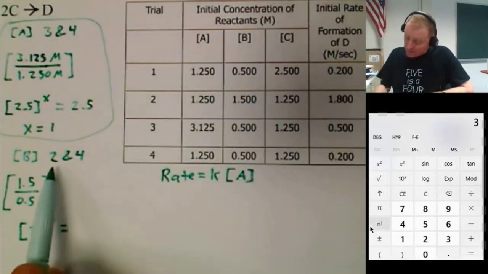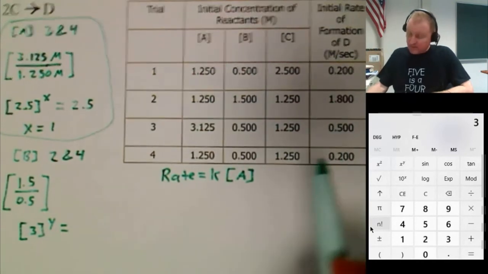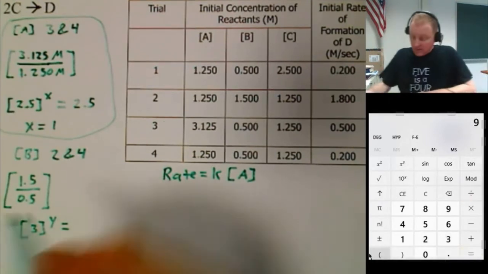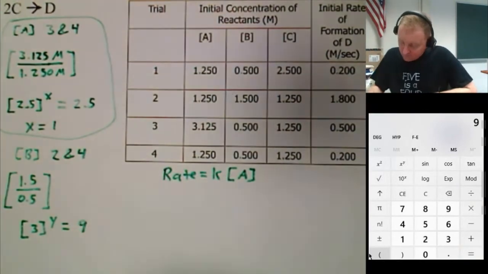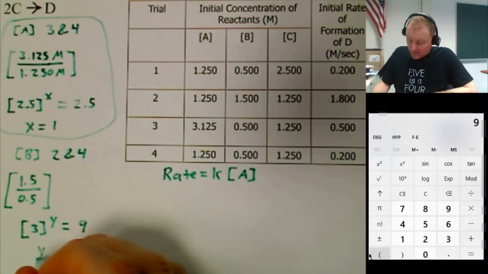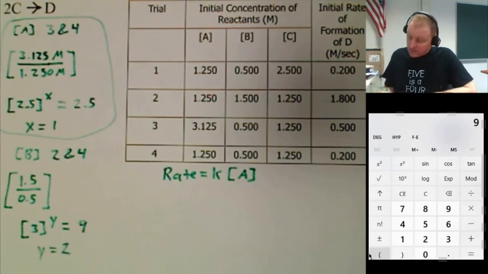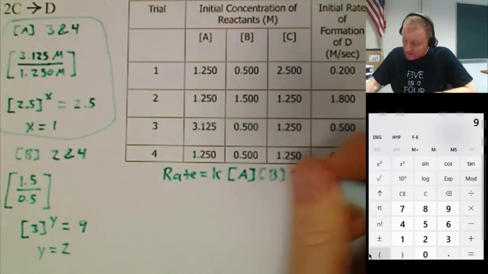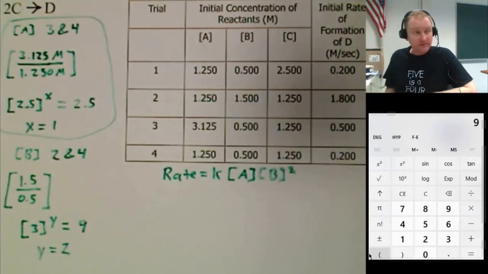Now what happened between 2 and 4 with the rate? The rate went from 0.2 to 1.8, so the rate went up by 9. So 3 to what power is 9? That would mean Y equals 2. B is a second order reactant.